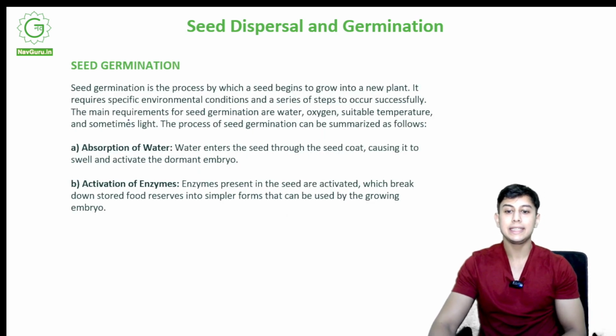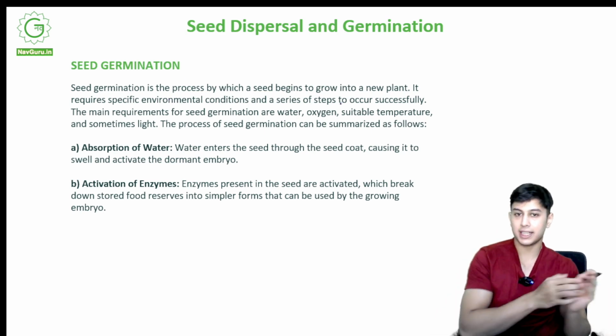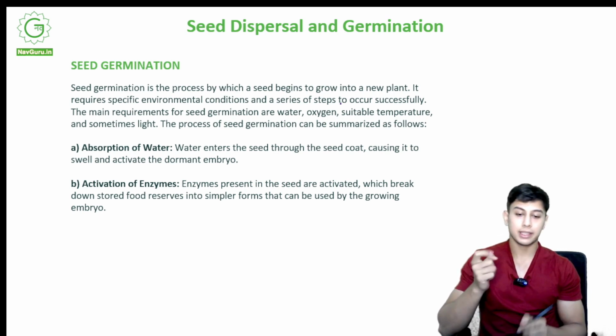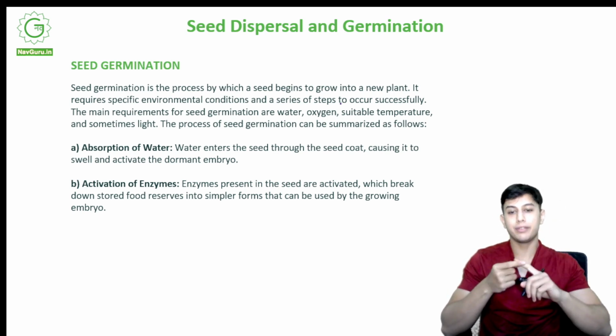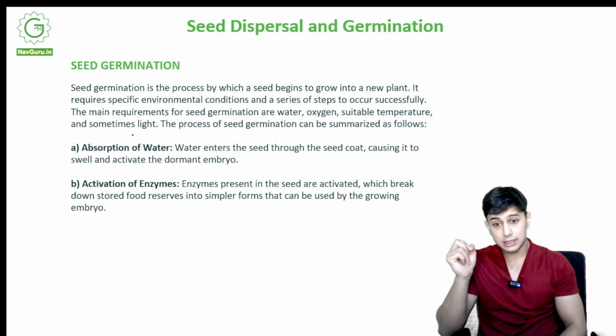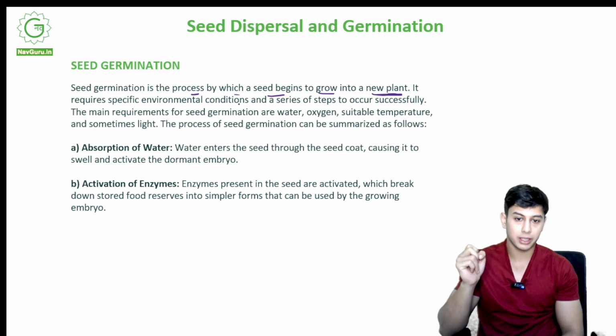Now, seed germination. What is the process of germination? The seed has been dispersed and has reached good soil. Now what will happen? How will it grow into a plant? The development of the seed into a plant, that is germination. Seed germination is the process by which a seed begins to grow into a new plant. It requires specific environmental conditions and a series of steps to occur successfully.